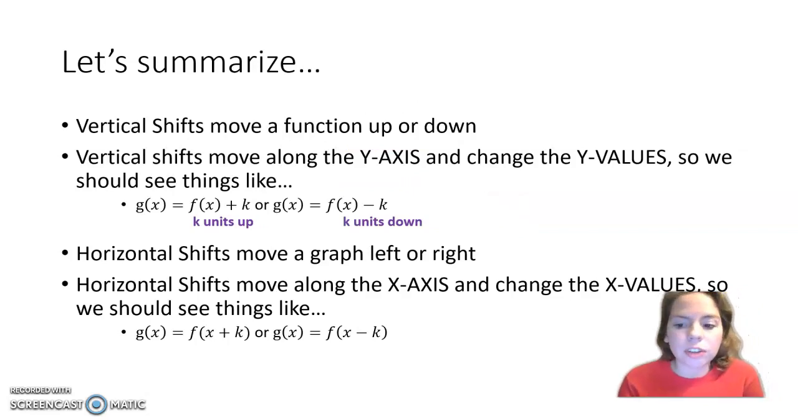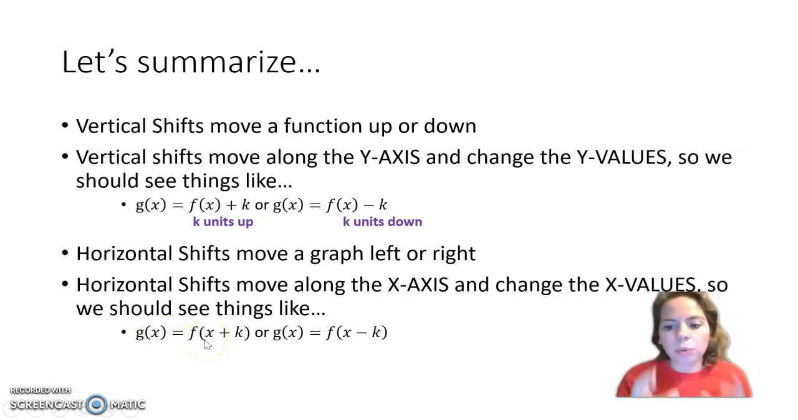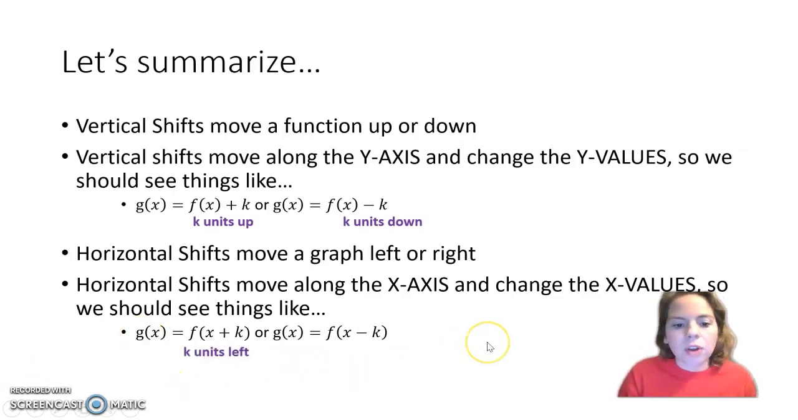Now, horizontal shifts, on the other hand, are always moving us to the left or to the right. So those move us along the x-axis. For those, we're going to see that k value right in the parentheses with the x because it's affecting our x-axis. So you might see f of x plus k, which would move us to the left, or f of x minus k, which would move us to the right. And again, notice those parentheses are super important there because they tell us that that's a horizontal shift.